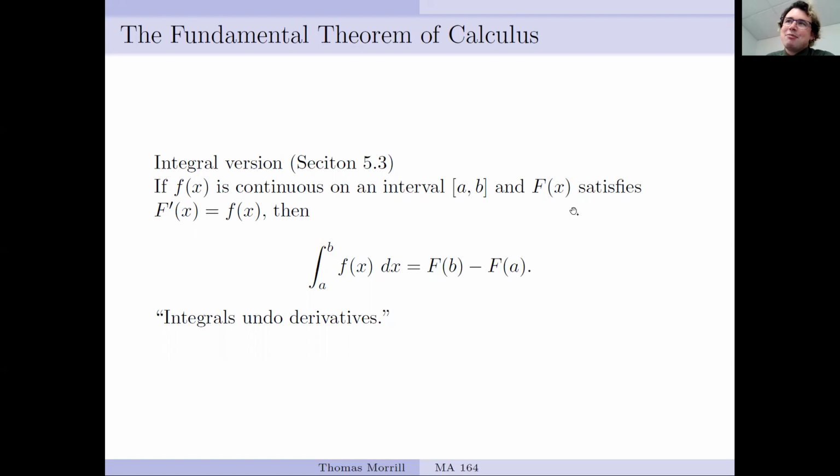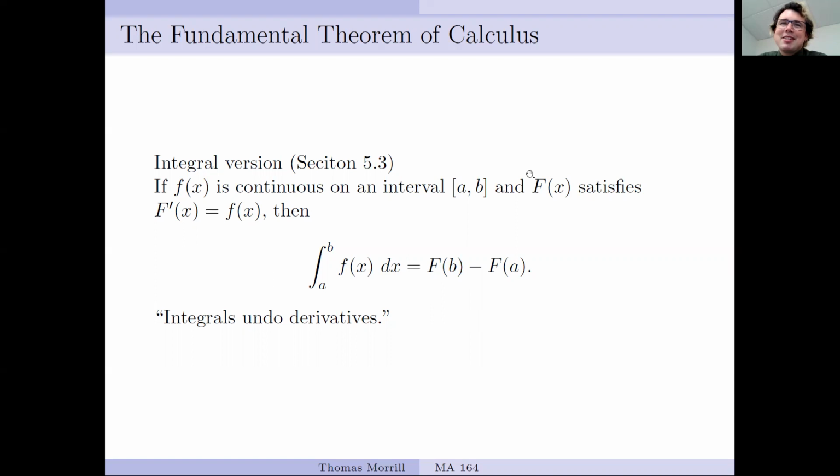Second, I need another function, which I'll call capital F of x. And capital F of x has the condition that capital F prime of x is equal to f of x. So here is our antiderivative. And we know that there is more than one antiderivative for any given function.